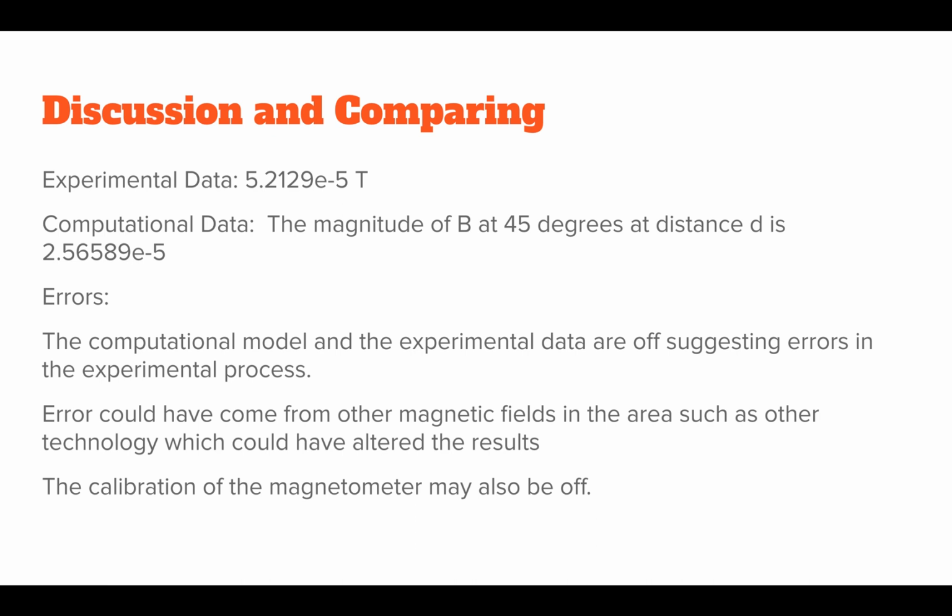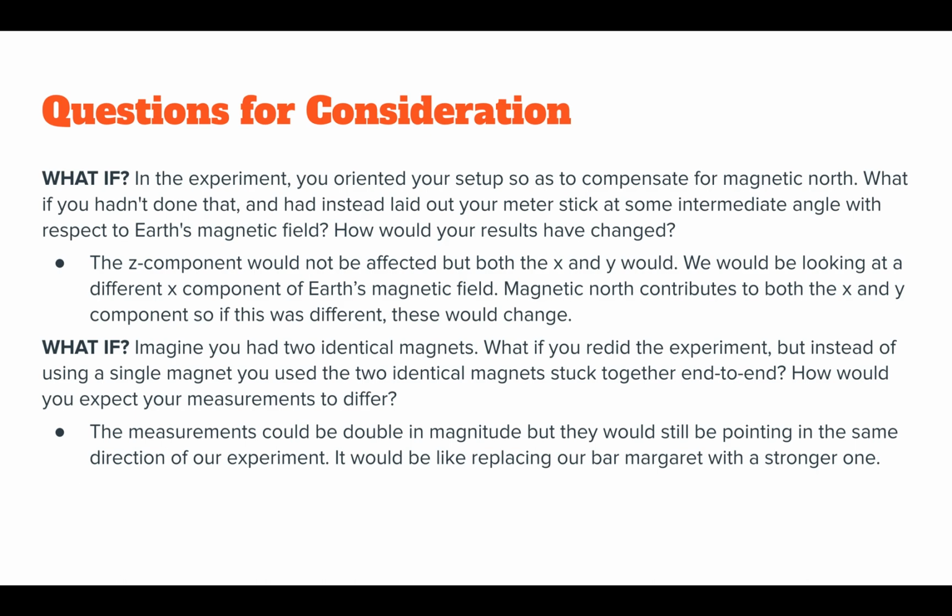So, for discussions and comparisons, in my experimental data, I got a value of 5.2129 e to the negative 5, but in my computational data for the 45 degrees magnitude, I got 2.56589 e to the negative 5. So, the computational model and the experimental data are off, suggesting errors in my experimental process. Now, what could these errors be an indication of? The error could have come from other magnetic fields in the area, such as other technology, which could have altered the results, and also the calibration of the magnetometer may also be off.